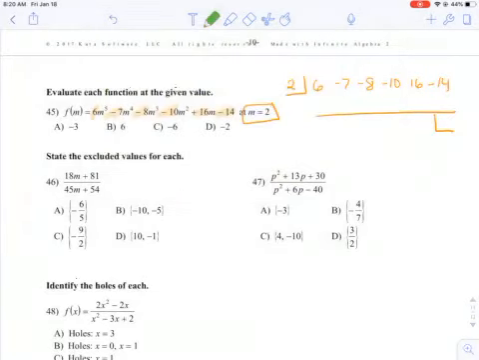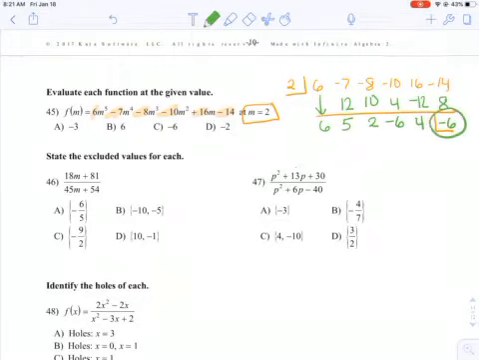So here we go. Bring it down. Multiply 2 and 6, so we get 12. Add going down, and you'll get 5. Multiply, you'll get 10. Add going down, you get 2. Multiply times 2, you get 4. Add going down, you get a negative 6. Multiply by 2, you get negative 12. Add going down, you get 4. Multiply, you get 8. Add going down, you get negative 6. So negative 6 is our answer.